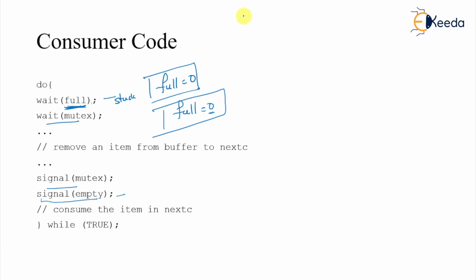Summarizing, here we have a mutex, mutual exclusion, initialized to 1. Full: initially how many are full? Nothing will be full, so 0. Initially how many are empty? n will be empty, so it will be n. So that is an example of the classical producer consumer problem and its solution by using semaphores.